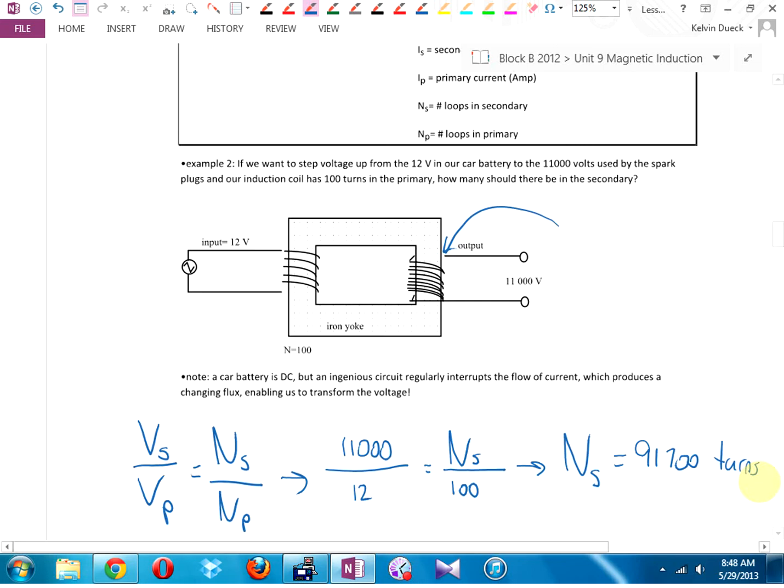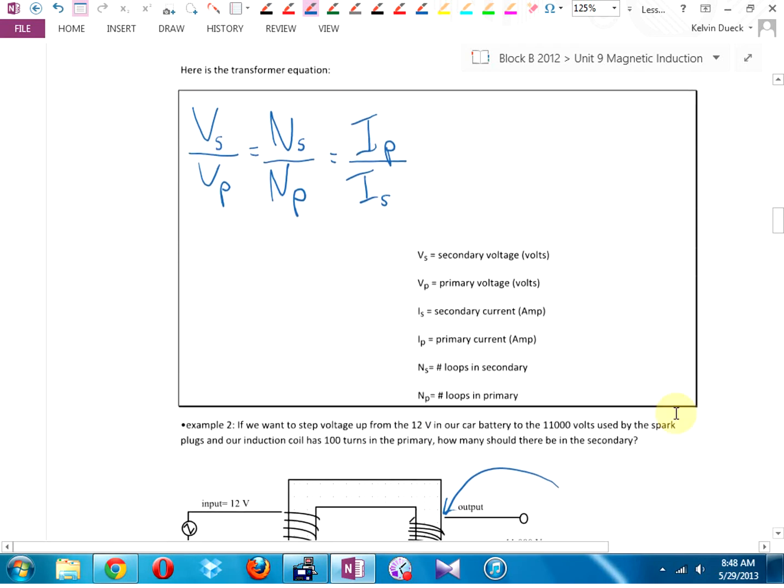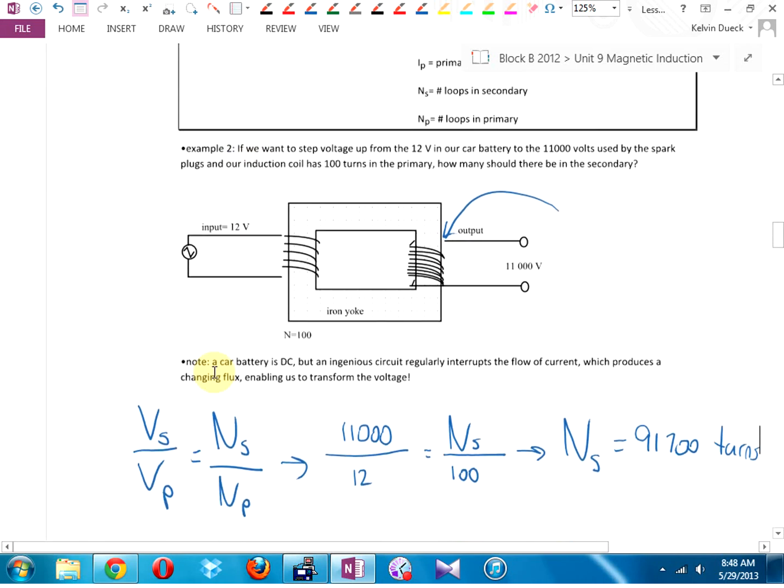current. Oh, and by the way, if they had told us the current information, we would find there's a smaller current on the secondary side than there was on the original, because the voltage got bigger. That's why in this equation it's P on top for current, S on the bottom. And I made a little note here: a car battery is direct current, but an ingenious circuit called an alternator regularly interrupts the flow of current, which produces a changing flux, enabling us to transform the voltage.